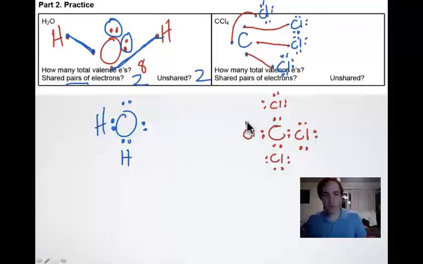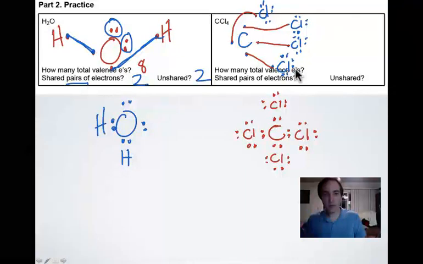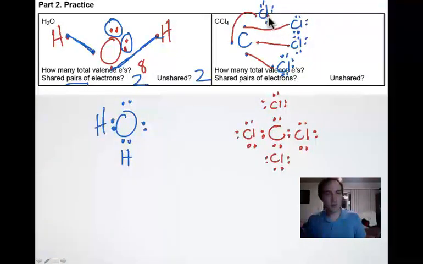Okay, and last but not least, this guy over here. So if we do our counting, how many total valence electrons do we have? Well, each chlorine had 7, so 7 times 4 chlorines gives us 28. Right? Then the carbon had 4, so that gives us a total of 32.